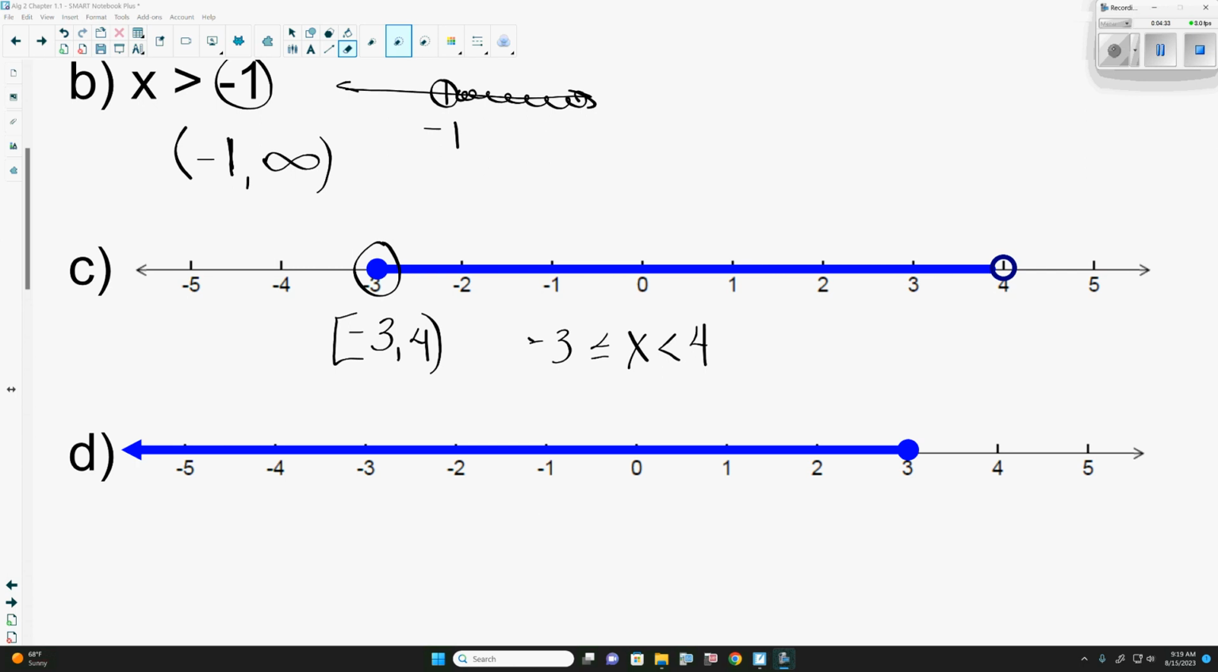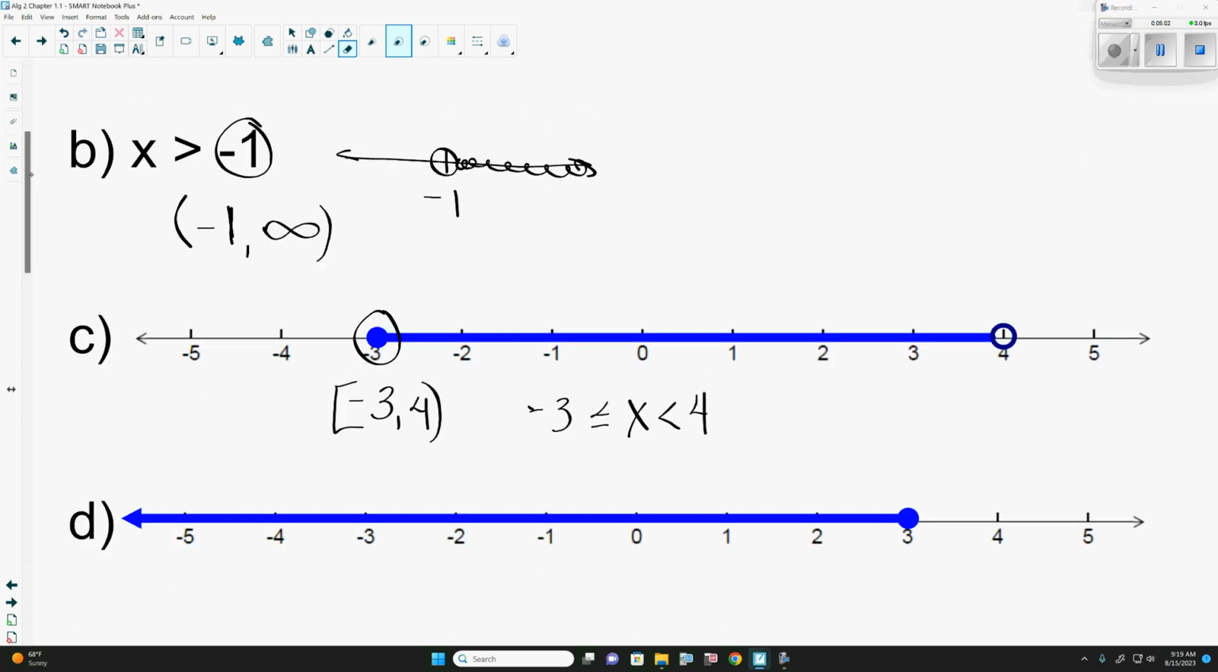Questions on this so far? Questions on inequalities or intervals? Yes. How do you know if it's a parenthesis or a blue box? If it is equal to. The main way that we know which one it is is determining if that number is included or not. Included means equal to, that the value is true.